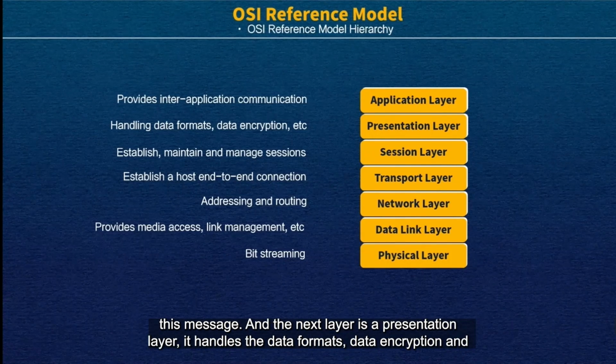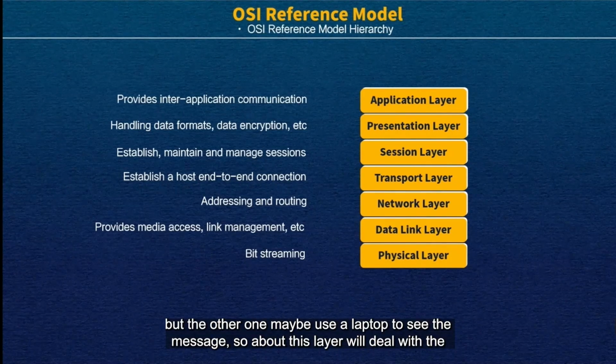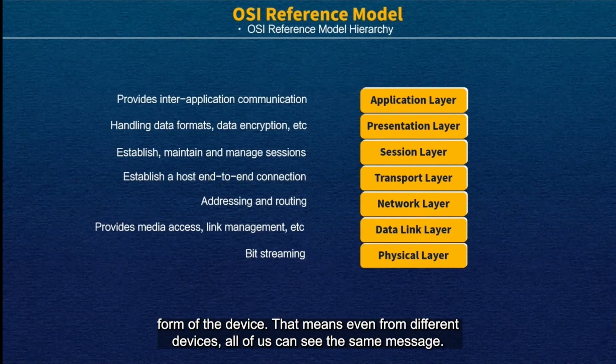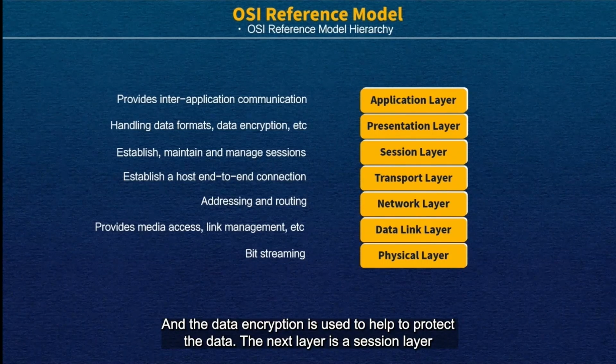And the next layer is the presentation layer. It handles the data format, data encryption, and the executor. The data format means, for example, now maybe I use the phone to update a message on Facebook, but the other person maybe uses a laptop to see the message. So this layer will deal with the format for the device. That means with different devices, all of us can see the same message. And data encryption is used to help protect the data.